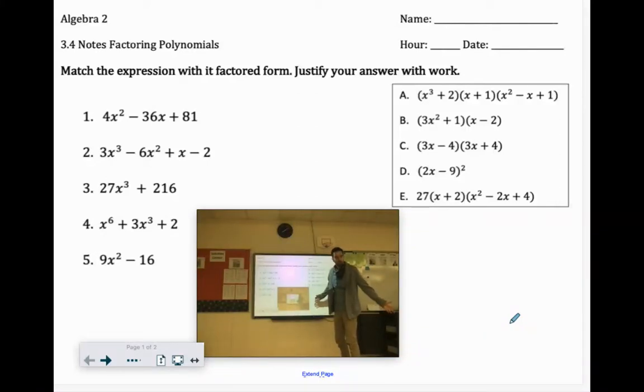We're factoring completely today. Match the expression with its factored form. Justify your answer with some work. Okay. All right. Now, if we were factoring number one here, 4x squared, I see as a perfect square.